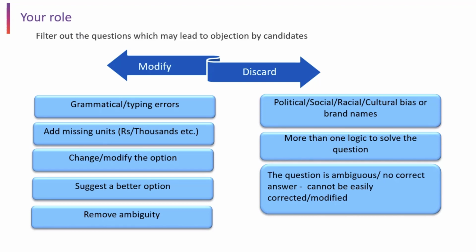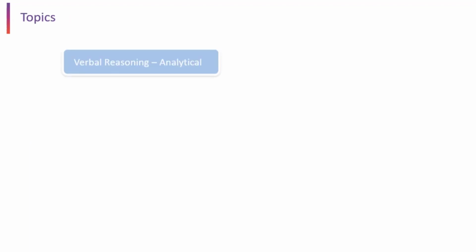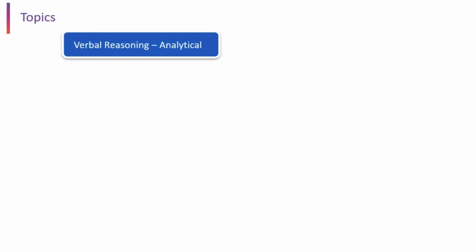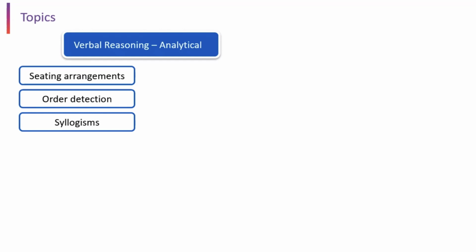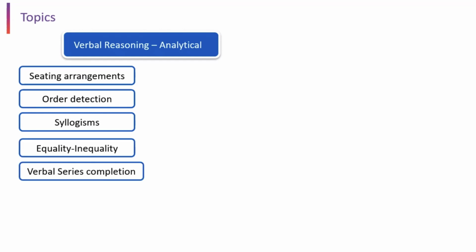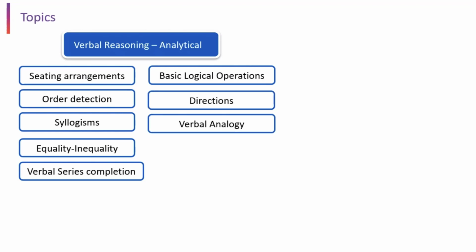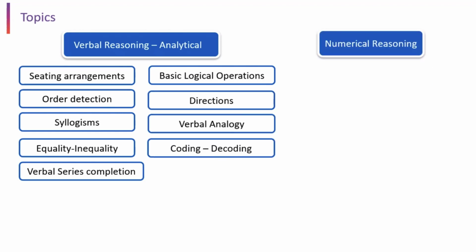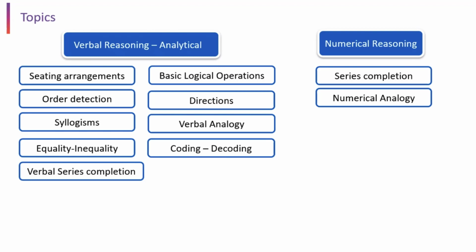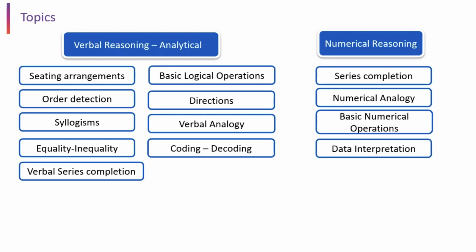Another thing I would want to talk to you about is the issues that we're facing right now. First of all, I'll let you know the topics that will be there for your review. There will be seating arrangements, order detections, syllogisms, equality, inequality, verbal series completions, some basic logical operations, directions, coding, decoding, analogy, and similarly numerical reasoning, you'll have series. Again, numerical analogy, number-based analogy questions. You'll have basic numerical operations, some very, very basic questions where numbers are involved. And as I said, data interpretation questions will be there. So this is more or less what will comprise the review process.